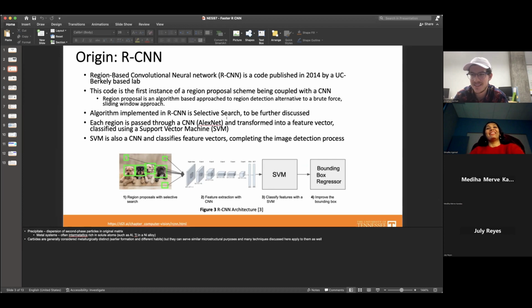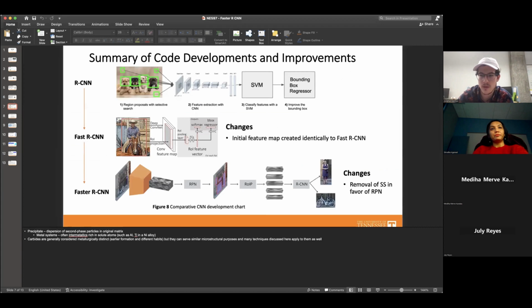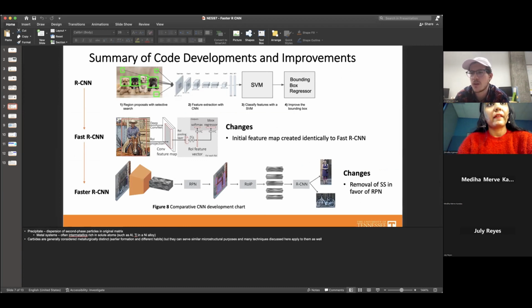That's correct. Okay, this is the final question. We go to the comparison slide of RCNN, fast RCNN, and faster RCNN. This one here. So we know in RCNN they removed SVM, and then they added something called RPN. So the initial feature map. Oop, there's a typo here.